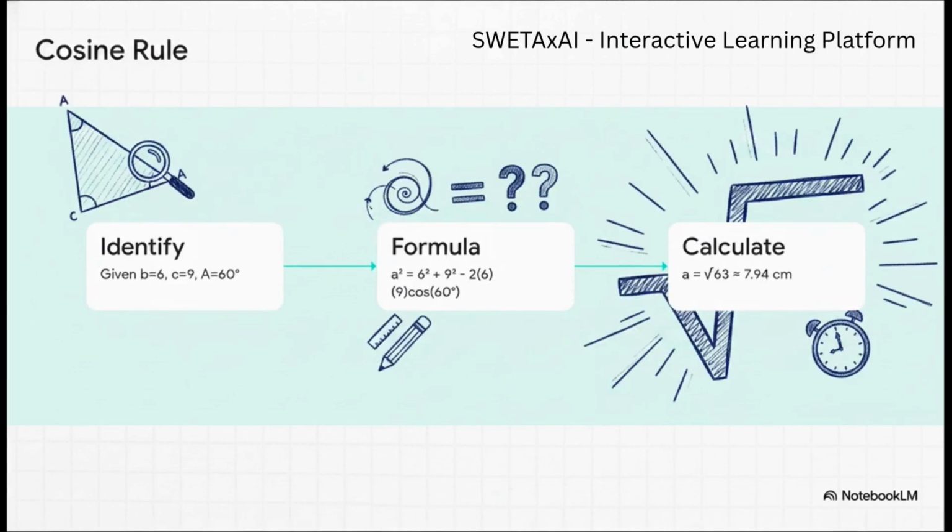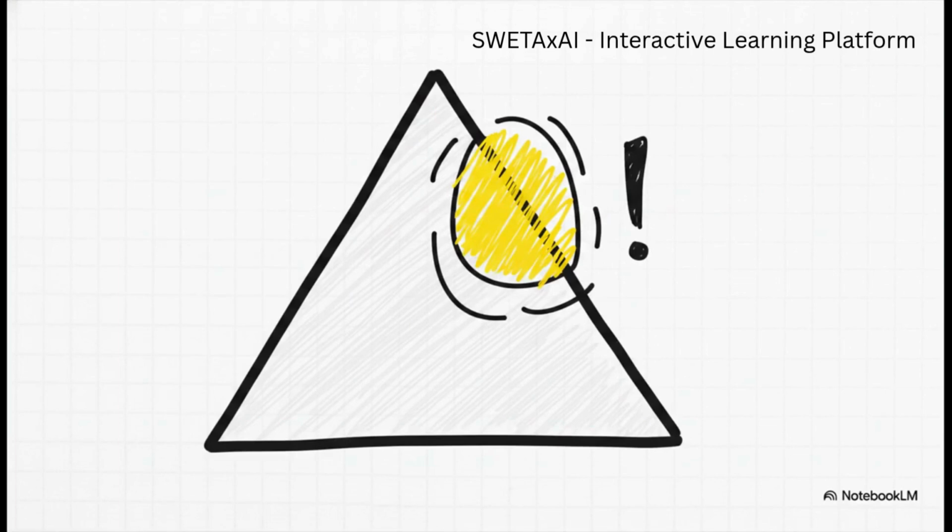Now, the cosine rule follows a similarly predictable rhythm for those side angle side scenarios. You just plug your adjacent sides and that included angle directly into the formula. But listen closely, because here is the most important step. Do not forget to take the square root at the very end. Seriously, it's the only place people usually mess this up. Remember the square root.